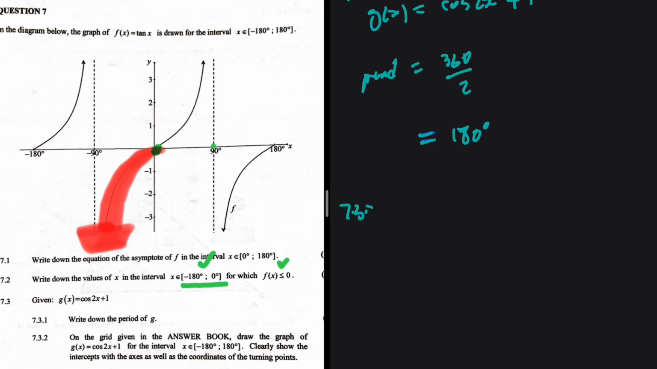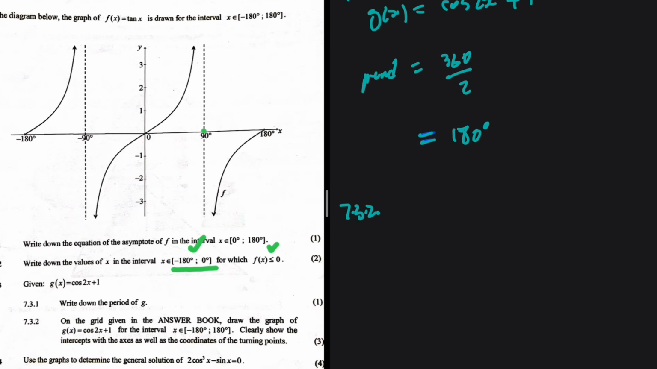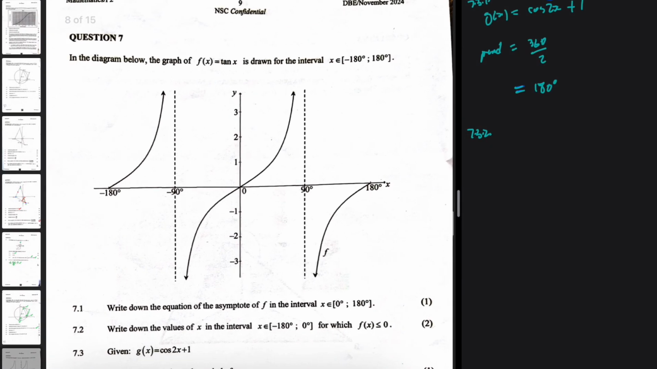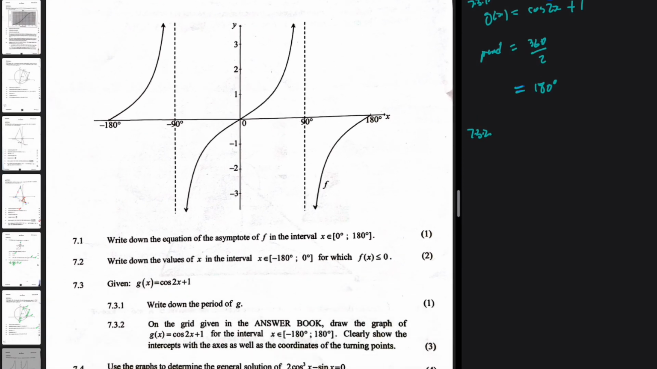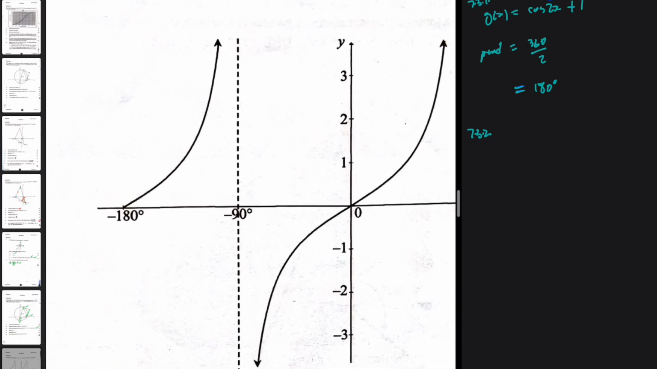And 7.3.2: on the grid given in the answer book, draw the graph of g of x equals cos of 2x plus 1 for the interval, and clearly show the intercepts with the axes as well as the coordinates of the turning points. I don't have the grid, obviously, so I'm just going to use this Cartesian plane that is already in front of us. So let's see how we can use that to answer this question. Which interval do I want to use? Let me use an interval of 30.